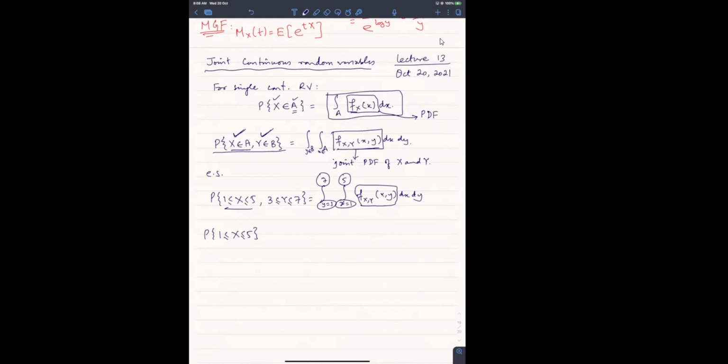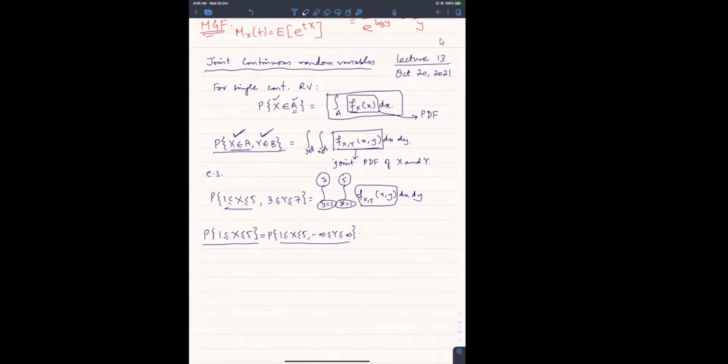But let's say you are given the joint PDF, and from the joint PDF you are being asked a question which only involves x. We don't put anything about y in it. So you can always write this as the probability x going between 1 and 5 and y going from minus infinity to plus infinity. y can be anything. So these two events are equivalent. X going between 1 and 5 is the same as x going between 1 and 5 and y going from minus infinity to plus infinity.